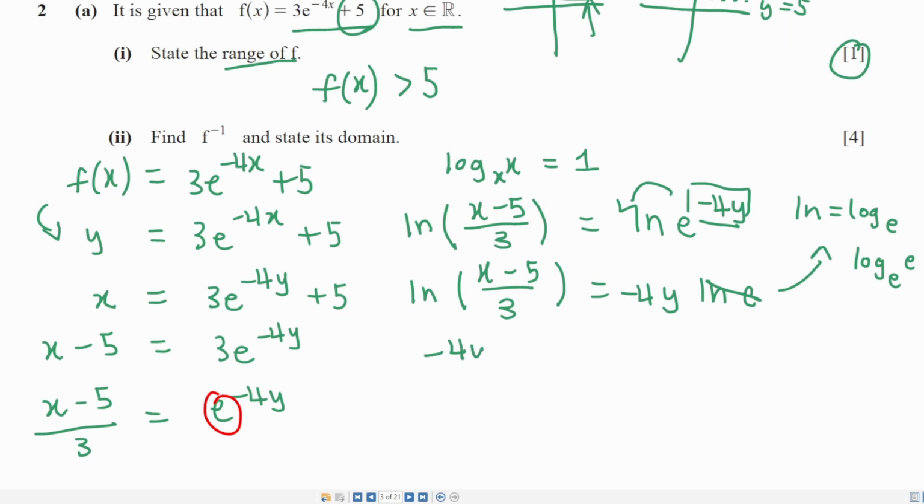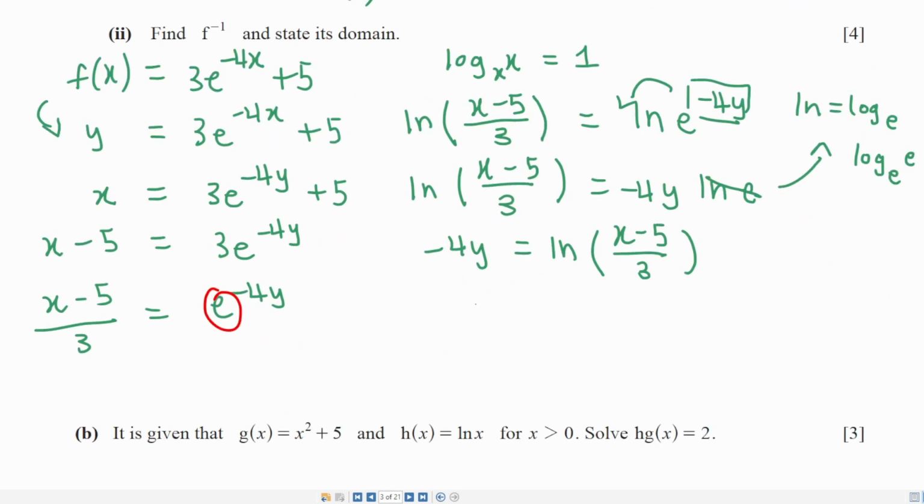So negative 4y is equal to natural logarithm of x minus 5 over 3. And we can rewrite this as y is equal to negative 1 over 4 times natural log of x minus 5 over 3. Replace our y with f inverse x here.